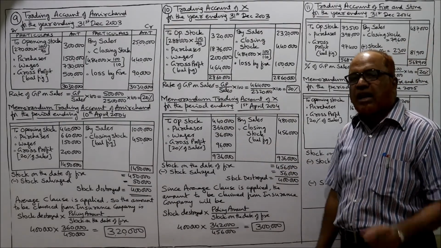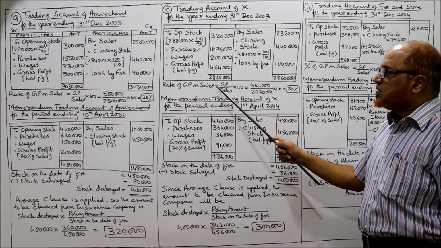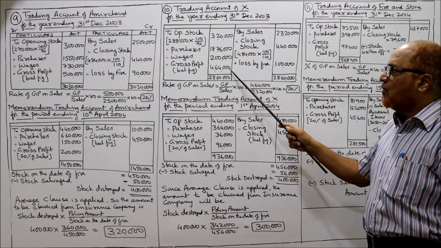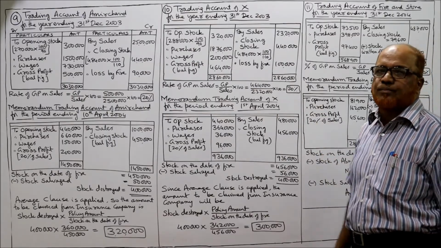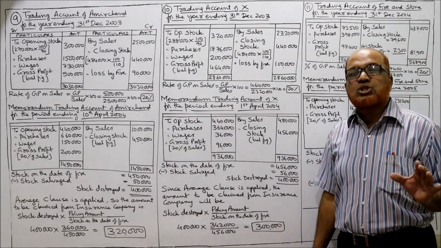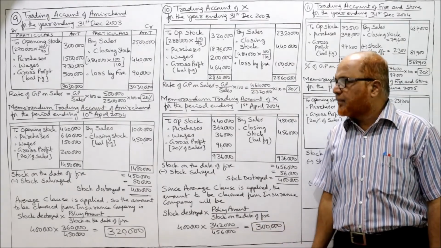Now we'll find out what is the rate of gross profit on sales. The rate of GP on sales, GP by sales into 100, 4,64,000 by 23,20,000 into 100, 20%. The gross profit ratio is 20% on sales. Now that will apply during the current year.